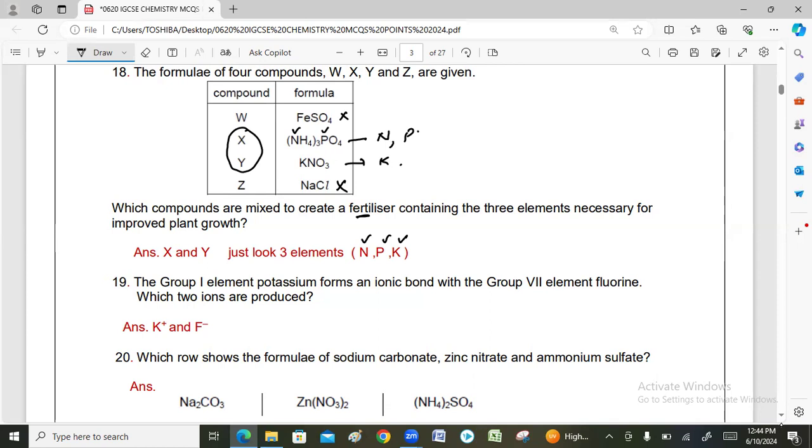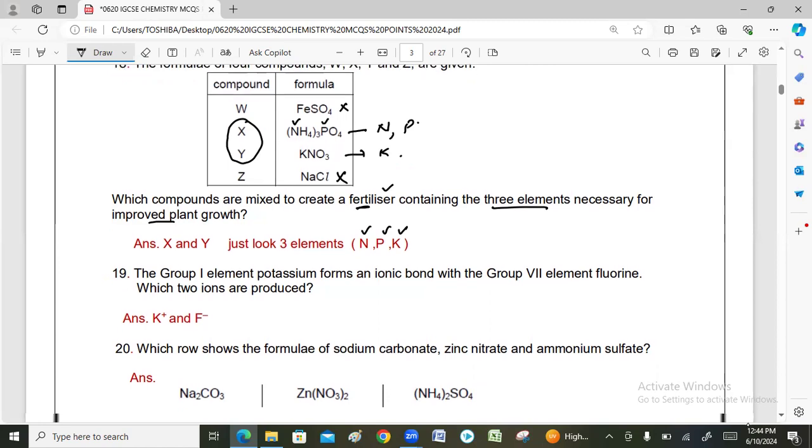I mean, no need to do the working, especially if we look at your specification or the syllabus, you will find that for the fertilizer, the three elements necessary to improve the plant growth are NPK. So you have to select those compounds which can give us nitrogen, phosphorus, and potassium.